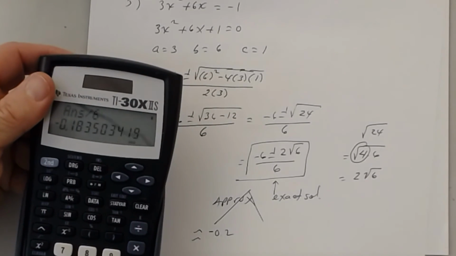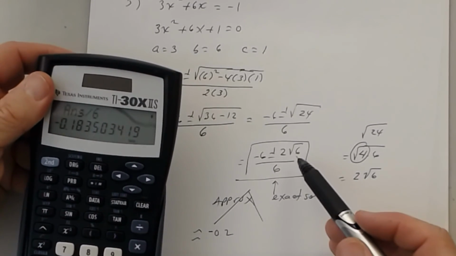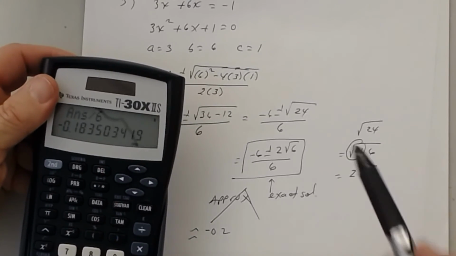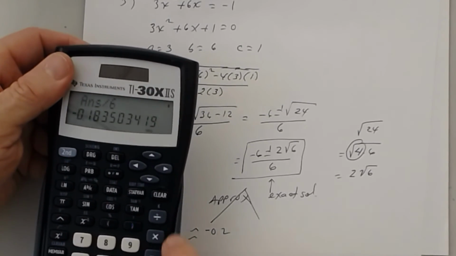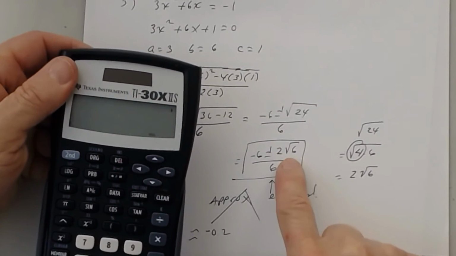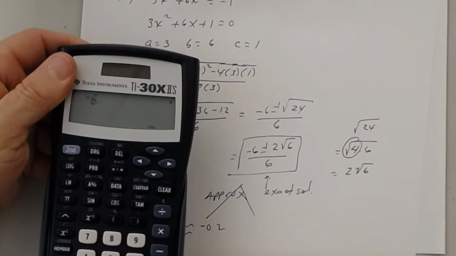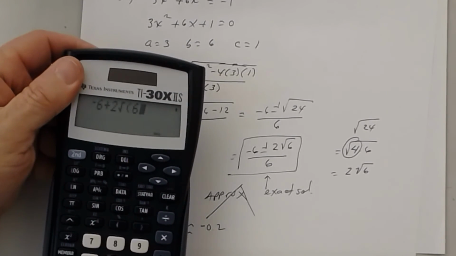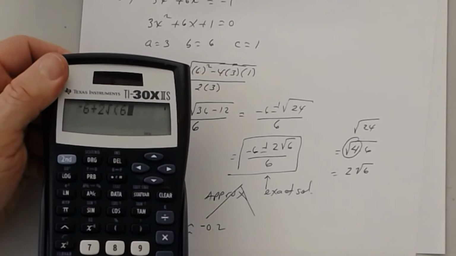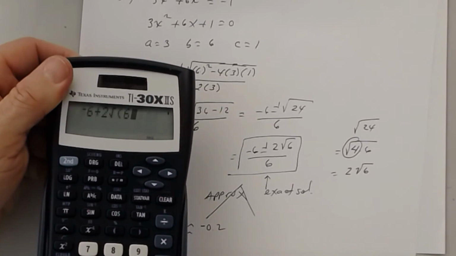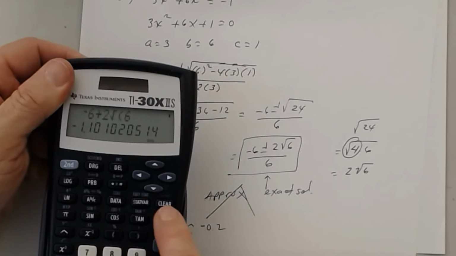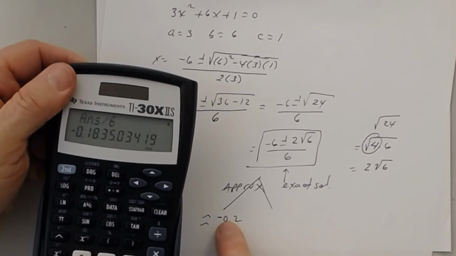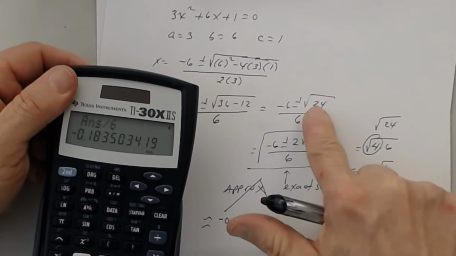Now, what you might want to also do then is do the other one and see if you did the simplification correctly. So you got to be careful, though. Here's how you can do this. Just to remind you what to do, you get negative 6 plus 2 square root of 6. See how I did it? Negative 6 plus 2 square root of 6. Press equal. Then divide by 6. You should get the same thing. See it? Okay.